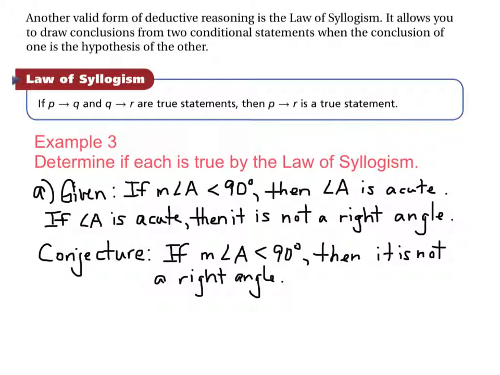So if the measure of angle A is less than 90 degrees, that would be your P. Then the angle A is acute. That would be your Q. Since it's repeated, we have Q, and then we have an R. So because the hypothesis of the second one matches the conclusion of the first one, we can take P, then R, and make a statement from it. So this is true. So this is a valid conjecture, proved by the law of syllogism.